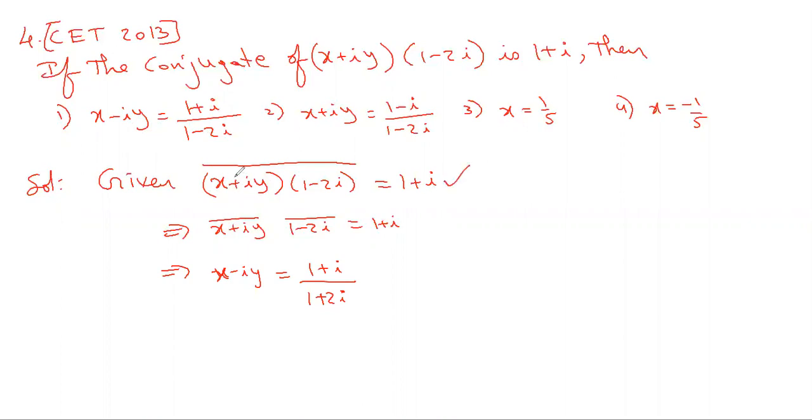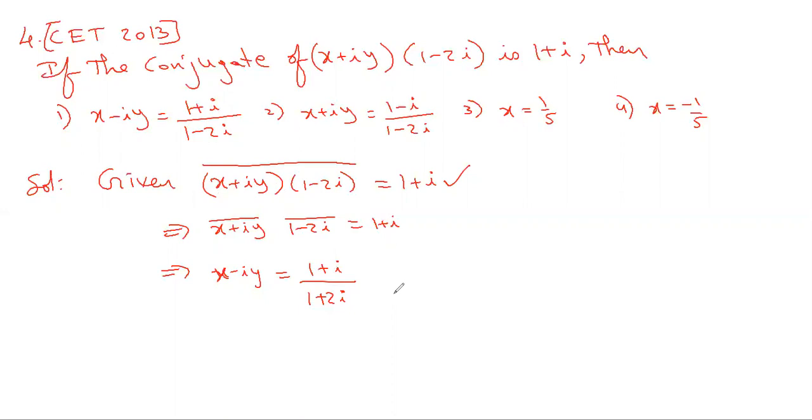And you have a property, conjugate of z1 z2 is conjugate of z1 into conjugate of z2. So that's what we did here. And after that, the conjugate of x plus iy is x minus iy, and conjugate of 1 minus 2i is 1 plus 2i. 1 plus 2i goes to the other side. So now if you compare this with the first option, the denominator is different, so it is wrong.